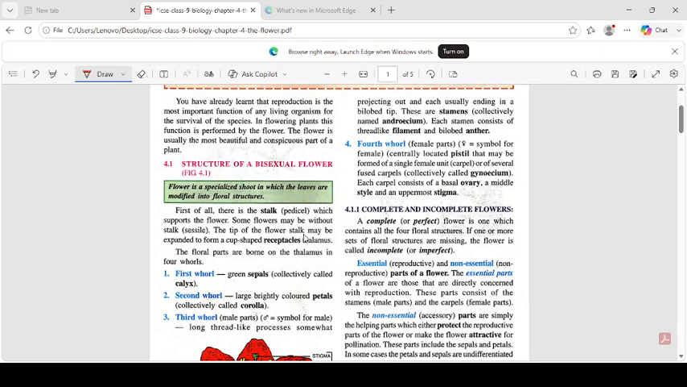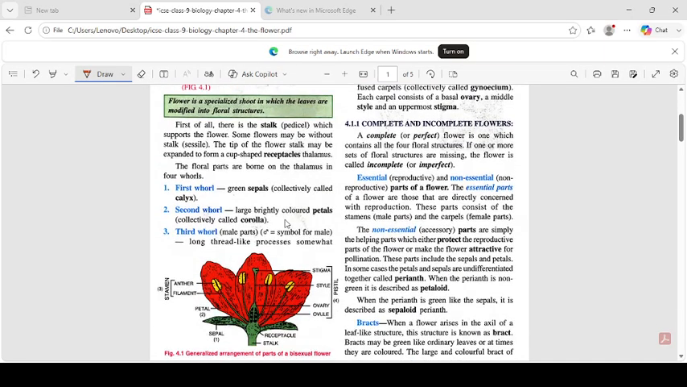So as we discussed in the previous class, there are four whorls in a flower. Respectively, the outermost is calyx, unit is sepal; second is corolla, unit is petal; third whorl is androecium, unit is stamen; and the fourth whorl is gynoecium, unit is pistil. Now depending upon their cohesion, means whether they are fused or free, we have classified them variously.